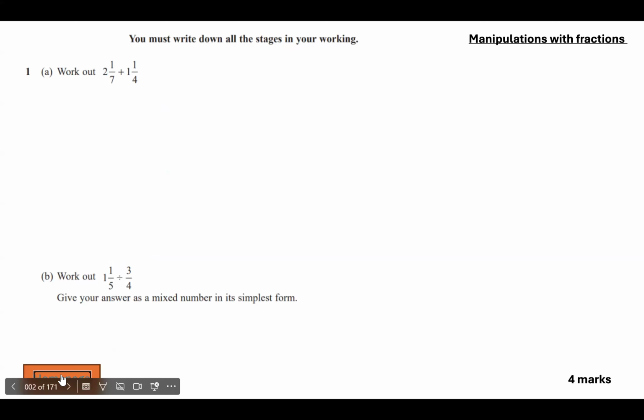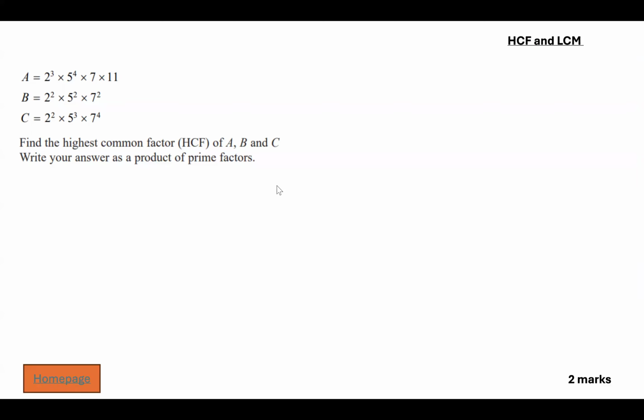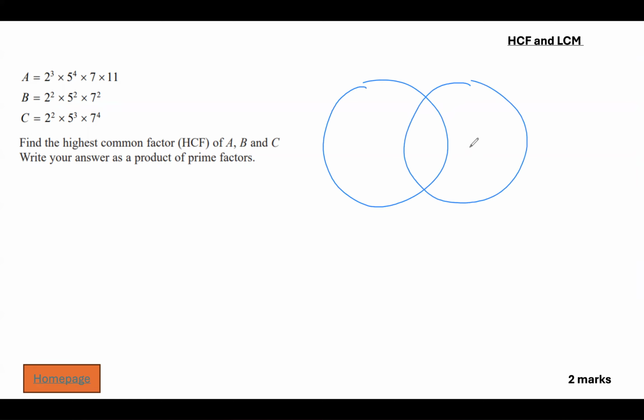So if we go onto the home page, we can now have a go at questions on HCF and LCM. It says work out the highest common factor. Now you could draw a Venn diagram, but this question it might be a little bit tricky, but we can go ahead and do it. So we've got A, B, and C. Now, the HCF is the intersection of all three numbers. So if we have a look, they all have 2 squared. So we can put 1, 2, 2, 2 in the middle. So that's the 2's dealt with.